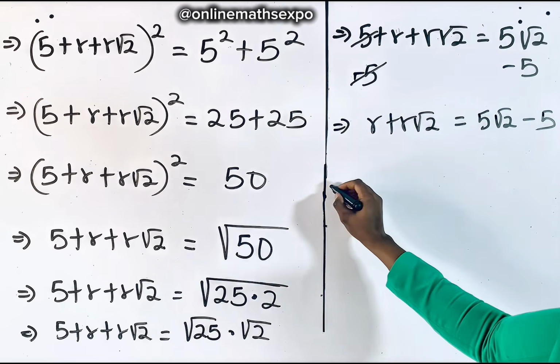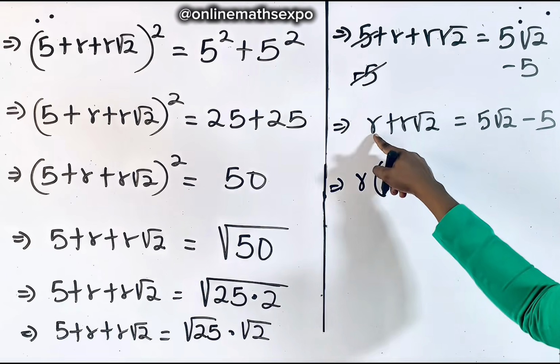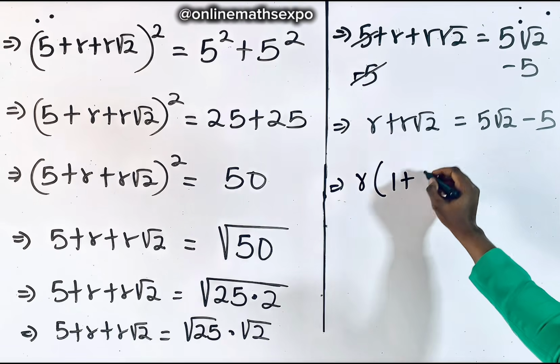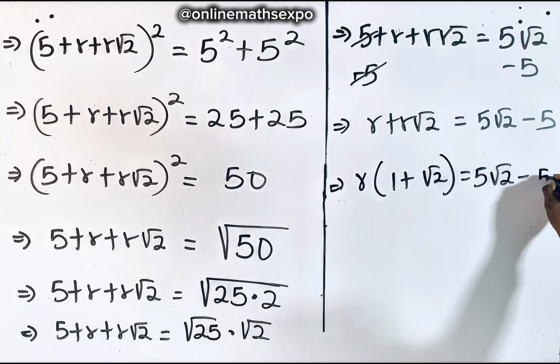And at this point, we are going to factorize. Factorize r. R will be out. R divided by r is 1. This will give us r times (1 plus root 2) is equal to 5 root 2 minus 5.